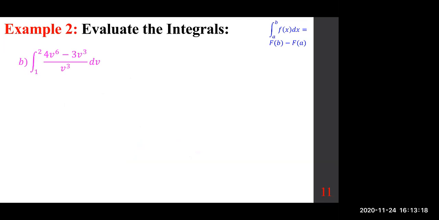Again, as we did with differentiation, we have a rational expression. We can simplify or divide. This is one piece, giving us 4v cubed.